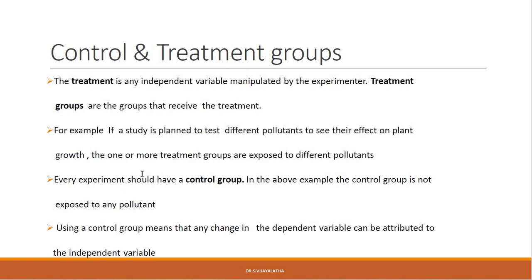The advantage of having this control group is that we become sure that the dependent variable change which we are observing is attributed only to the independent variable, because there may be other variables which are beyond the control of the experimenter, but the control and test groups are exposed to similar types of variables. So any change that we note between the control and treatment groups should be because of the independent variable alone.